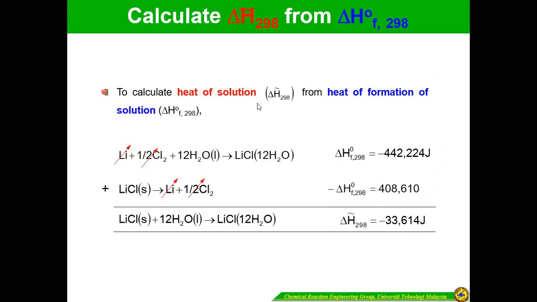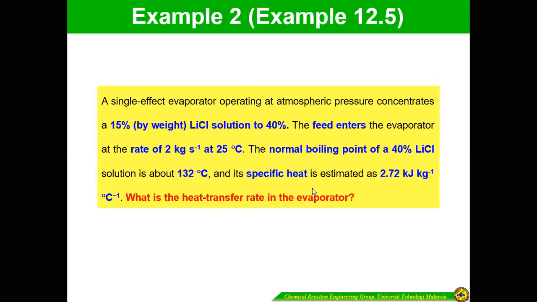The aspect is almost like the heat of reaction. Just draw the equations and then cancel out some of the components, and then you can get the total equation. So let's see the example, how to apply this, all based on the diagram as well as page 457.